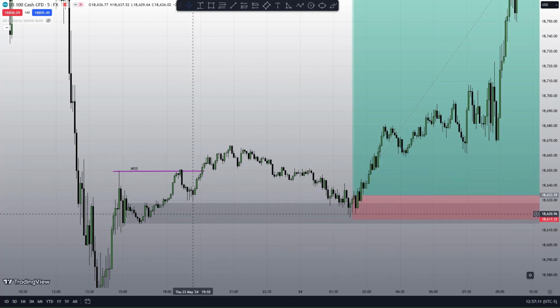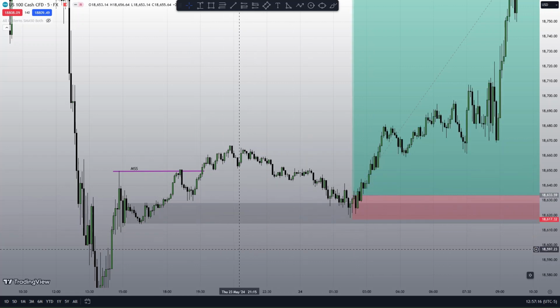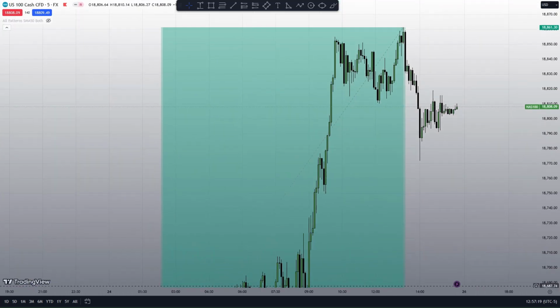Didn't even give you a full retest and come back down to a certain area. None of that would have got stopped out and would have missed out on this gigantic opportunity.